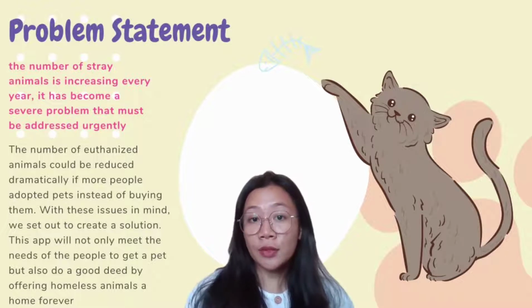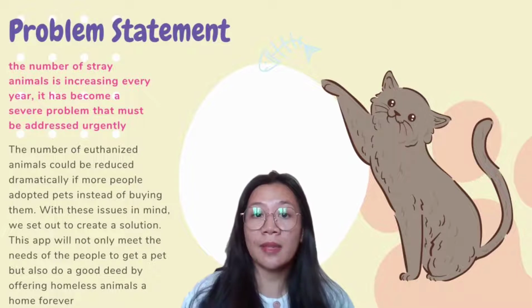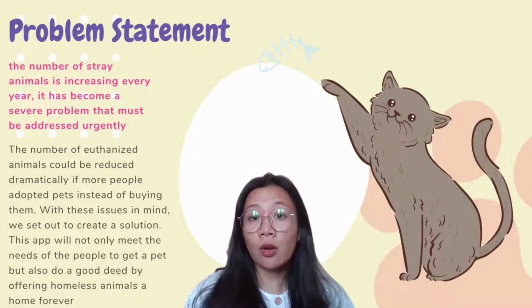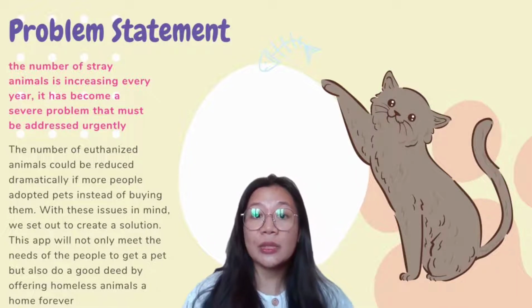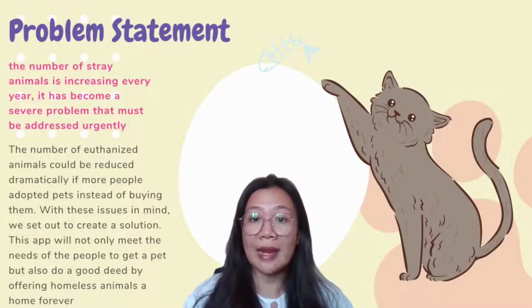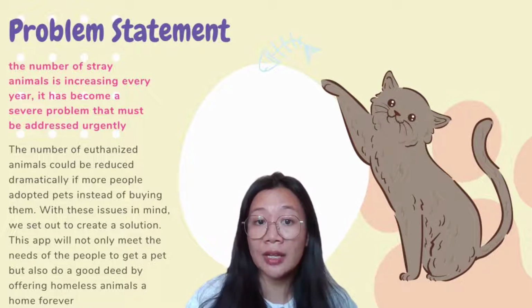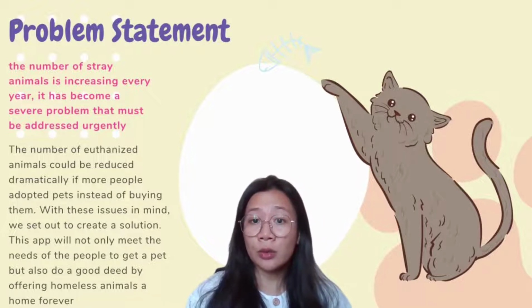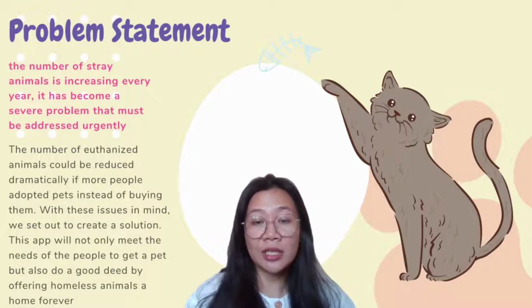Since the number of stray animals is increasing every year, it has become a severe problem that must be addressed urgently. Pet overpopulation has resulted from a big number of stray animals, and this will have a number of negative consequences for society. Stray animals cause a slew of issues that have an impact on people's daily life. For example, without sufficient care and shelter, animals are more likely to contract diseases such as rabies, a rare disease that is easily transmitted and fatal to humans.